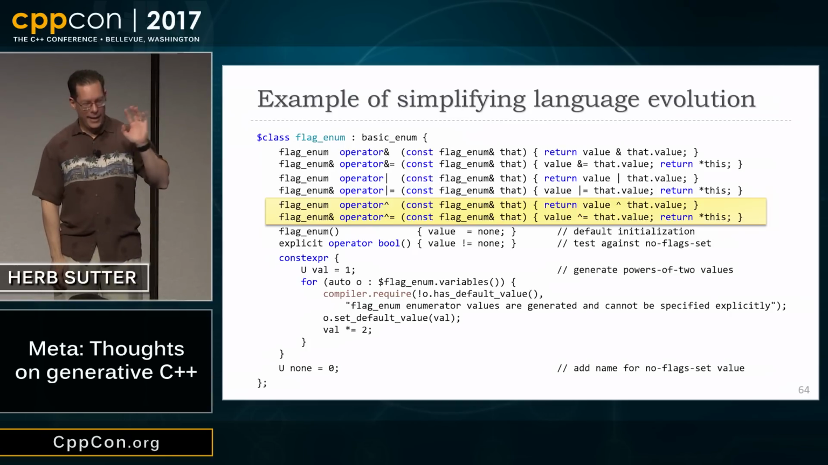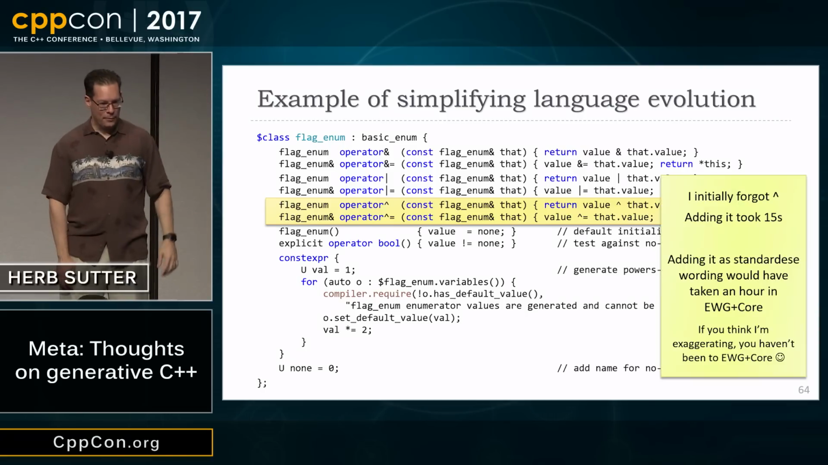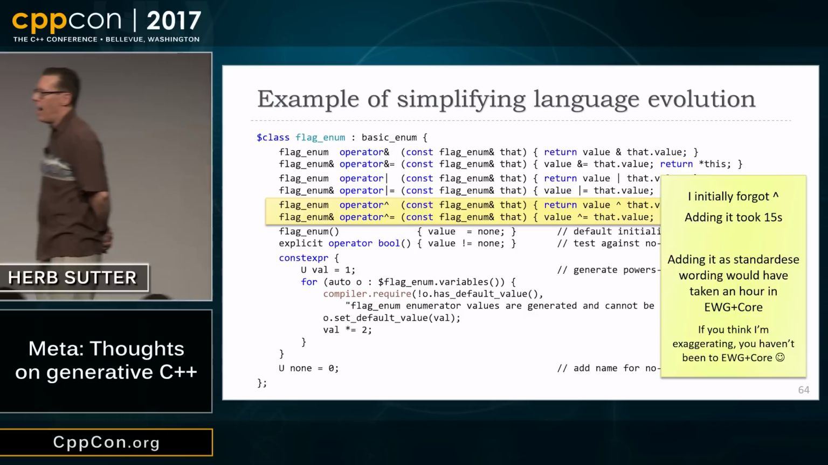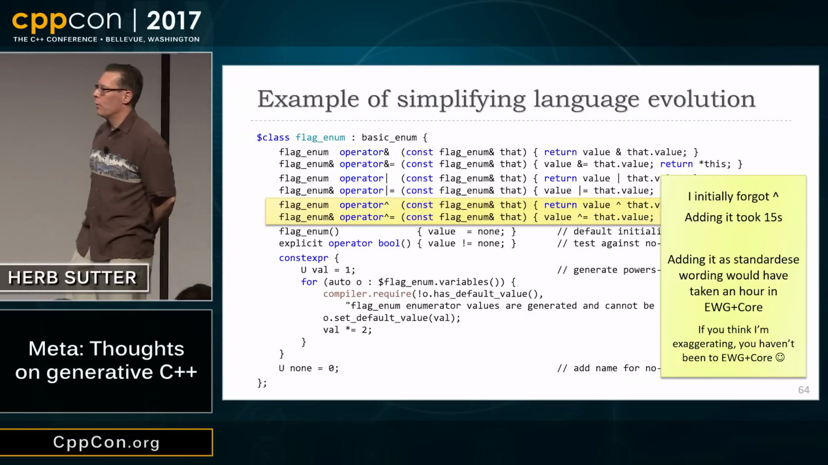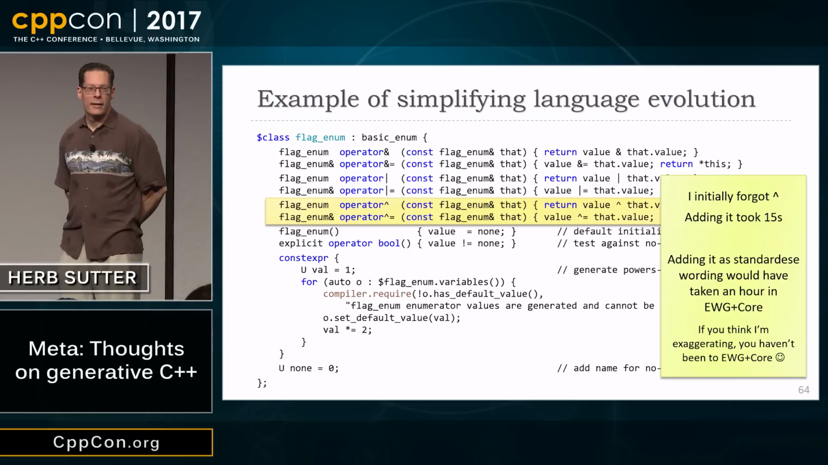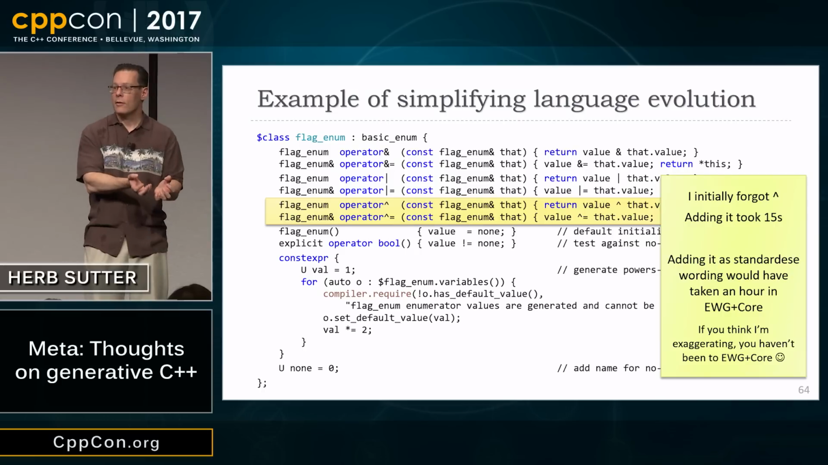And so what I'm about to claim, many people in the evolution working group in the committee agree with, so this is not just me saying this. I forgot it, so it took me 15 seconds to add it, because I just cut and pasted those two lines and just changed the bar to a caret. Adding in a standardized wording would have taken at least an hour, and if you don't believe me, you haven't been to evolution working group and core. And the answer I've got from committee members who've seen these slides is that universally, you'd never get it through in an hour. Because it's expensive to work with standardese.